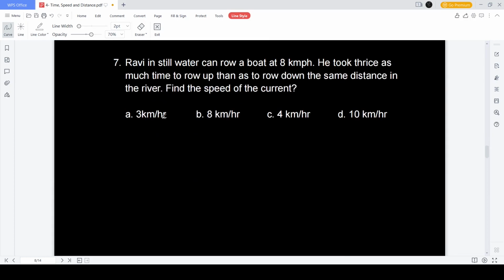Seventh one. Ravi in still water can row a boat at 8 km per hour. He took thrice the time to row it up than to row it down the stream. Find the speed of the current.